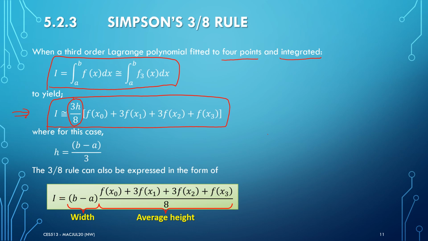This equation is known as Simpson's 3/8 rule because h is multiplied by 3/8. It is the third Newton-Cotes closed integration formula, and the 3/8 rule can also be expressed in this form: I equal to b minus a, which is the width of the segments, multiplied by f(x0) plus 3f(x1) plus 3f(x2) plus f(x3), divided by 8. Thus the two interior points are given a weight of 3/8, and the end points are weighted with 1/8.